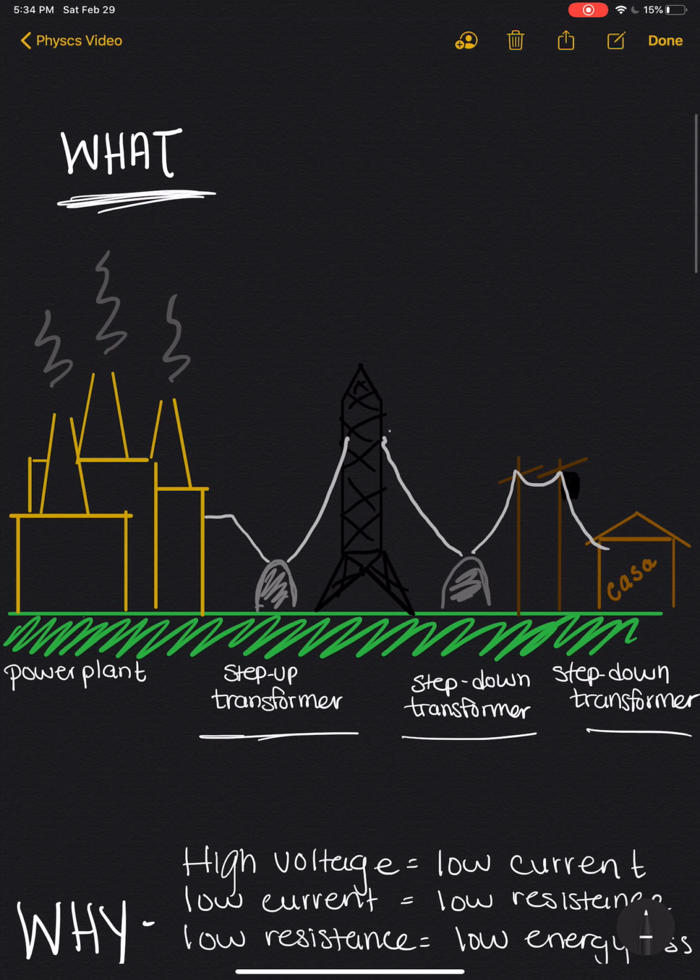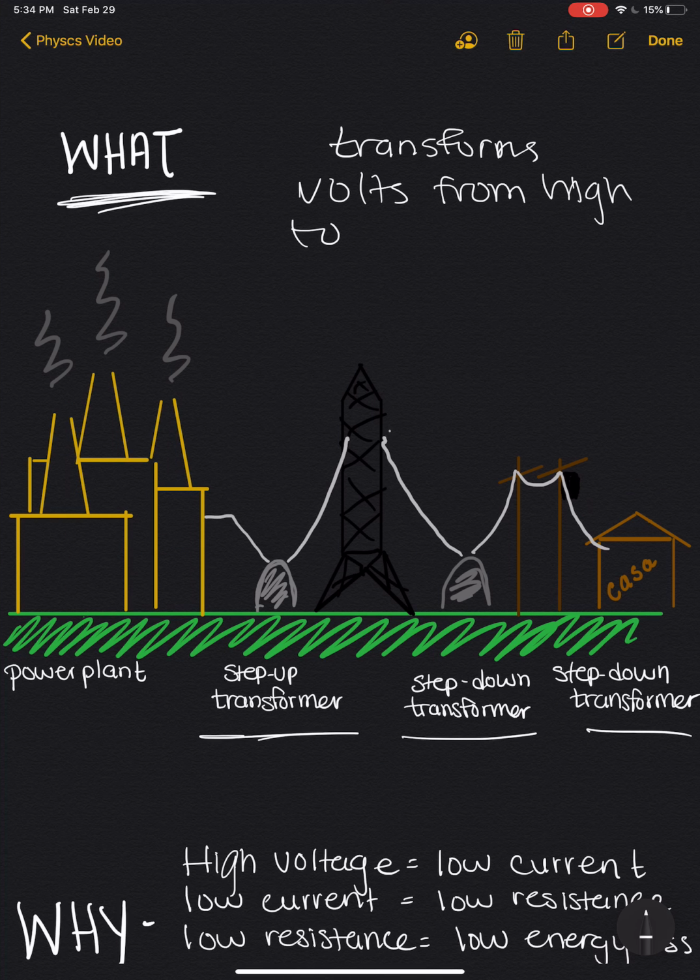So let's talk about the what. What are transformers? So here I've kind of given you a broad overview. Basically what a transformer does is transforms. That makes sense, right? So a transformer transforms volts from high to low or low to high.